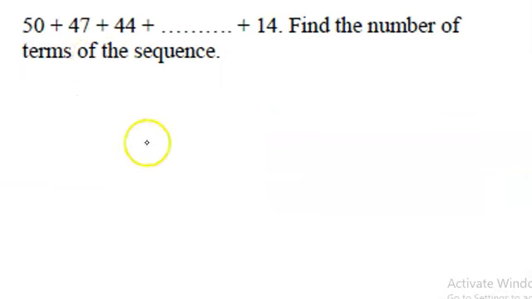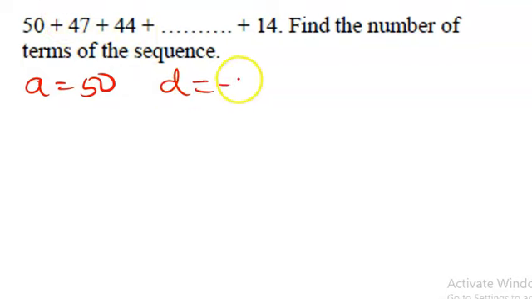Okay, let's continue. There's another question here. We have 50 plus 47 plus 44 plus up to 14. Now this is a series. When do you have a series? When the terms of a sequence are combined by addition sign or minus sign. So this is a series, and it's also a sequence. So we have to find the number of terms. The first term is 50, and the common difference: 47 minus 50 is minus 3, 44 minus 47 is minus 3. So the common difference is minus 3.